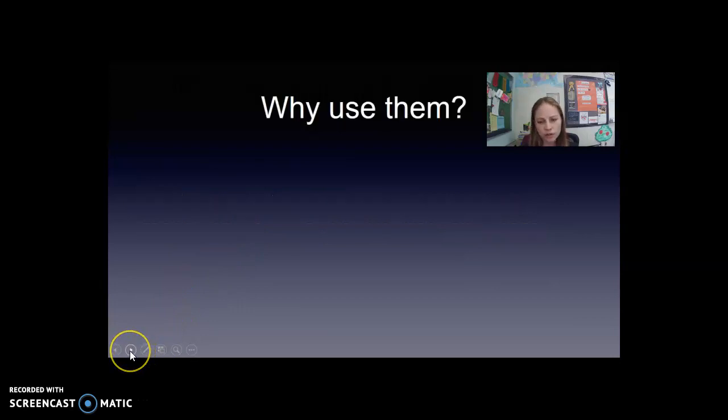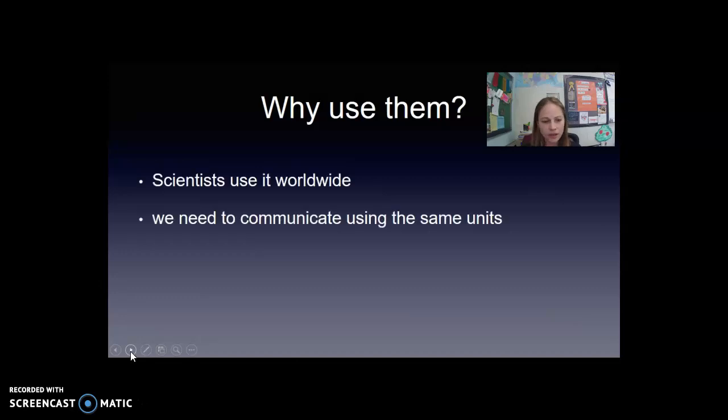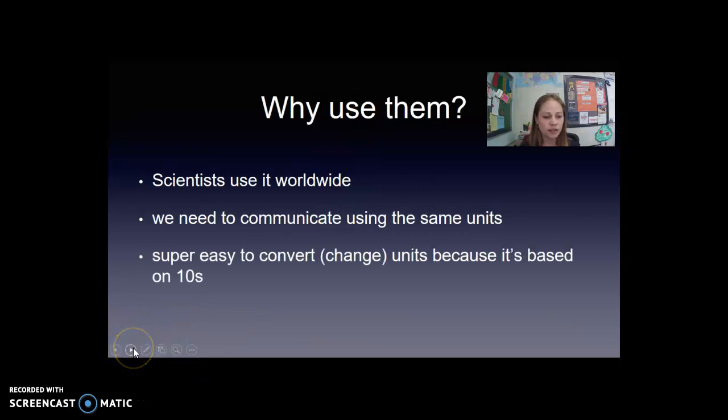Why do we use them if they're so different? Why is it so hard? A lot of people think that the metric system is really hard. It's actually way easier than the American system. So why do we use them? Well, scientists use it worldwide, and so we need to be able to communicate using the same units. That's the basic reason.